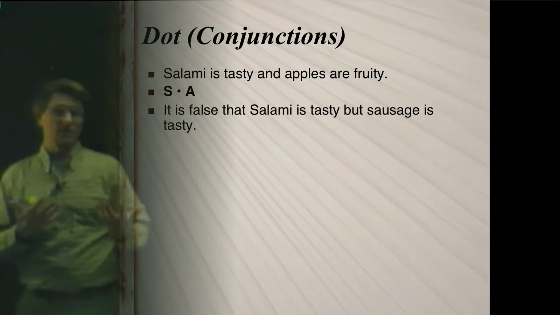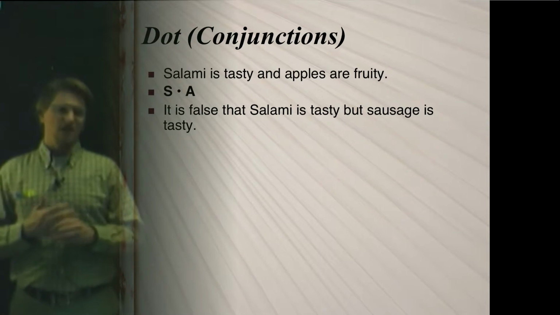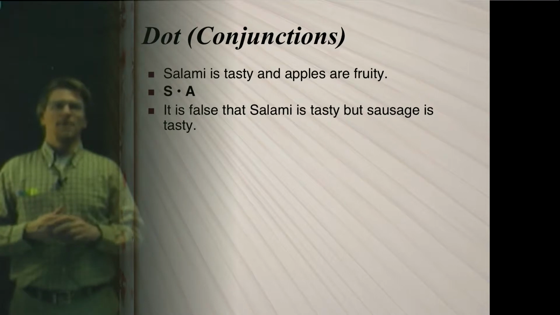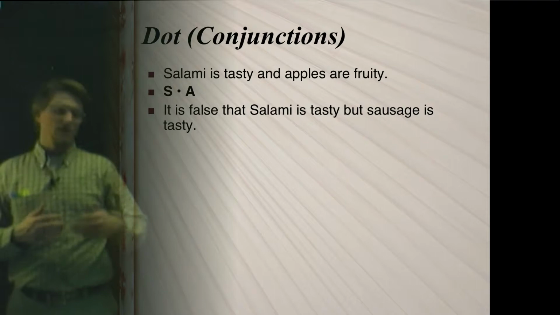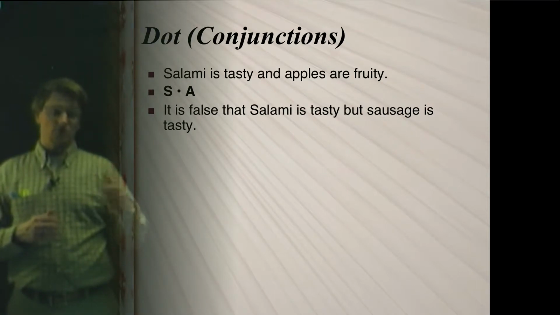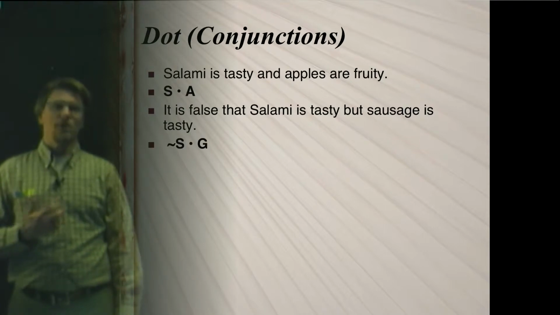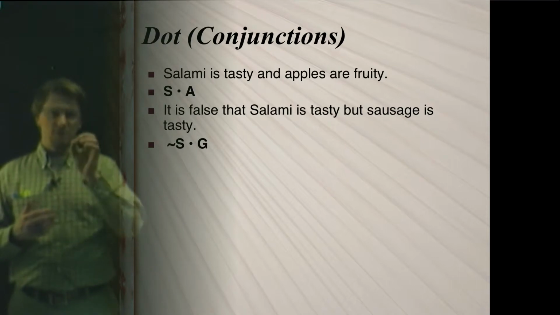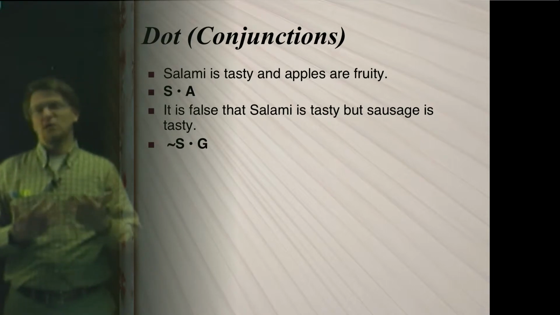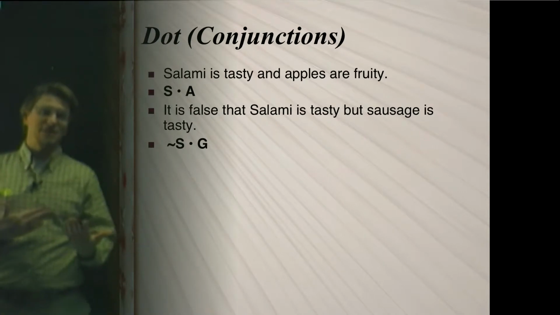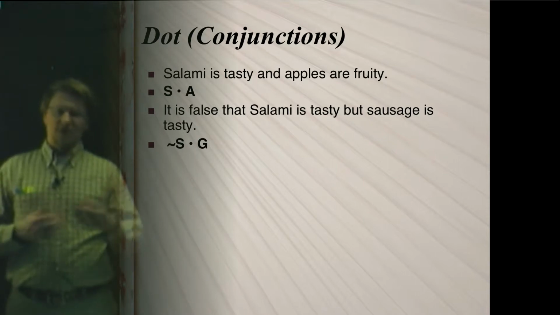We can throw a tilde into the mix here as well. We can say it is false that salami is tasty, but sausage is tasty. So now we have a tilde, and we're going to put that in front of the claim salami is tasty. We have the word but. Again, see the list at the end of 5.1. There you would find that the dot is used to translate the word but as well. And so we get tilde S dot G. It's false that salami is tasty, but, so here's the and then we can't use S again for sausage is tasty, since we've already used S to translate salami is tasty. So we'll just use some other letter, in this case G.